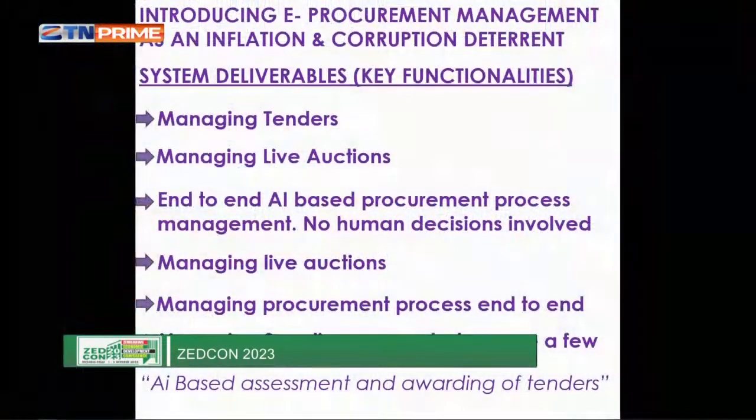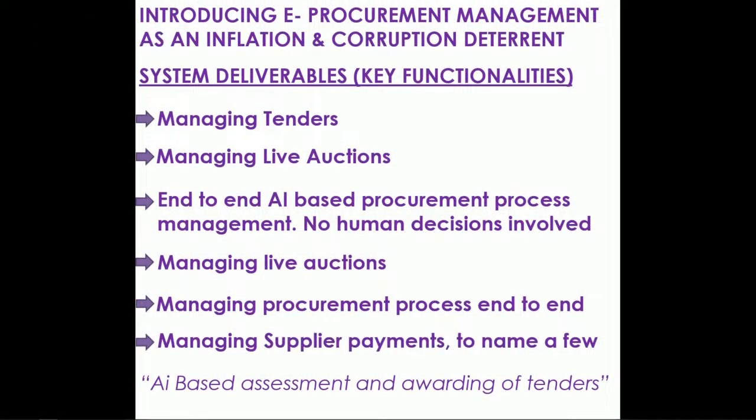We need the e-procurement system as an inflation deterrent, both within the public sector and the private sector. That will allow the managing of tenders, the managing of live auctions, and we use AI to produce procurement processes that will allow prices to find themselves with less intervention than we are getting. Next slide.